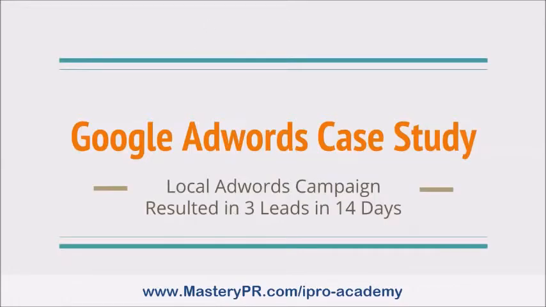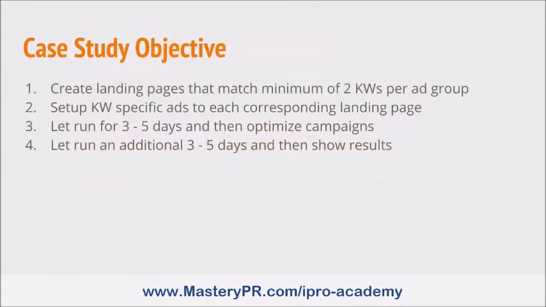The local AdWords campaign resulted in 3 leads in 14 days, and we're going to walk through what the case study objectives were: to create landing pages to match a minimum of 2 keywords per ad group, set up keyword-specific ads to each corresponding landing page, and let it run for 3 to 5 days, and then optimize the campaigns. Then after another 3 to 5 days of letting it run, show the results, and then optimize the campaign a little bit further, which is the stage that I'm at right now.